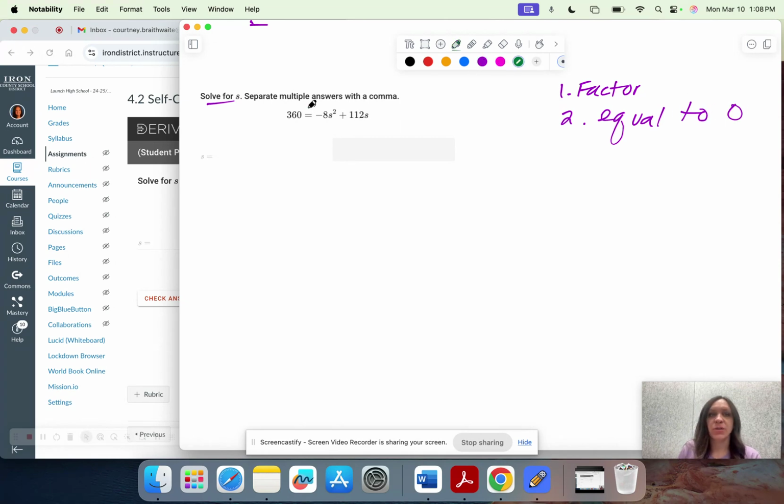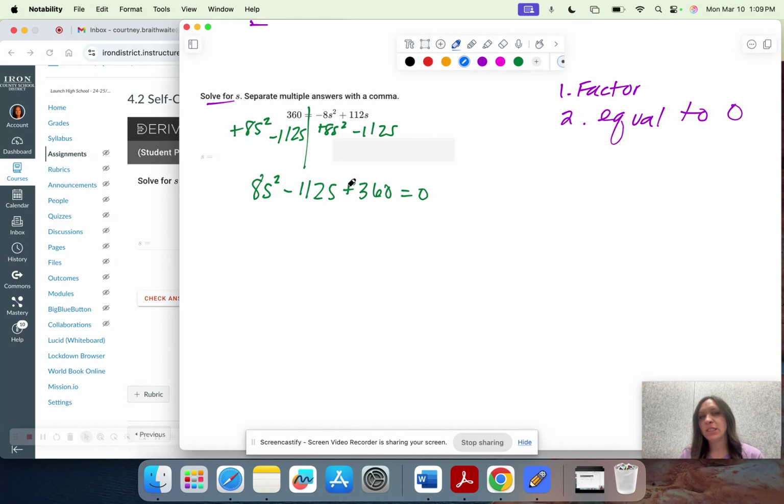So getting this equal to 0, because that's a negative, and it's harder to factor when you start with a negative, I'm actually going to add the 8s squared over here and subtract the 112s. So I have positive 8s squared minus 112s plus 360 equals 0.